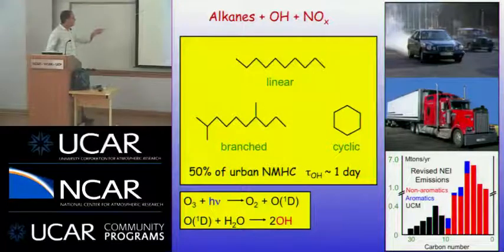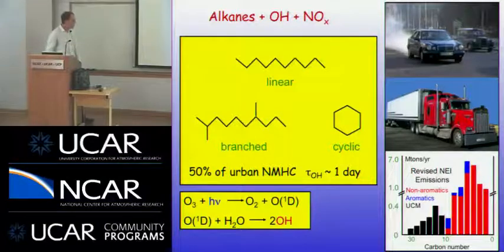And so what I'm going to talk about first is a series of different types of alkanes. And so this includes just linear structures, branched structures, and cyclic ones. And as you likely know, these are important components of urban atmospheres, where they make up maybe 50% or so. And they have lifetimes in urban environments of roughly a day or so due to reaction with hydroxyl radicals.